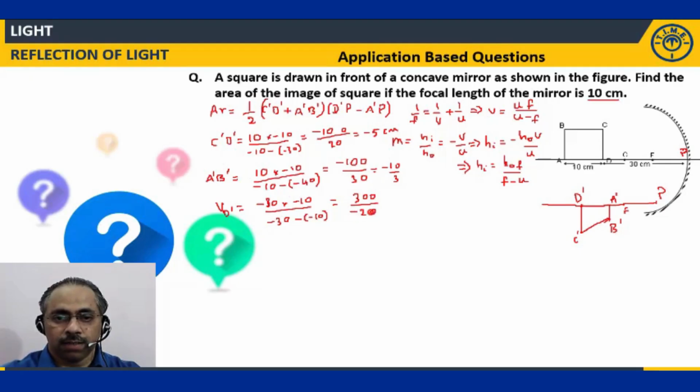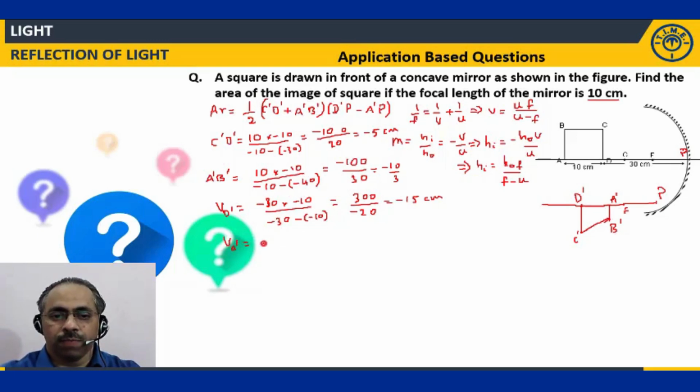So minus 20. This is nothing but minus 15 centimeter. Don't bother about the negative sign. It is indicating that it is an inverted image, a real, inverted and diminished image. Okay. So now similarly, that means this is nothing but your D dash P. Similarly, we'll consider A dash P. A dash P is nothing but V A dash.